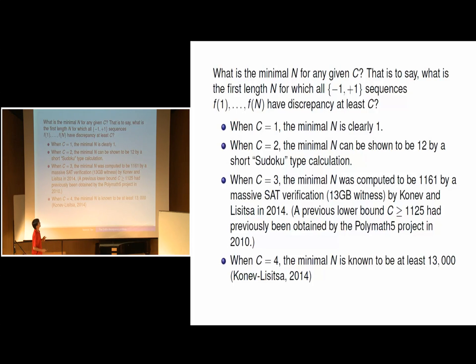They didn't just check all 2 to the 1161 cases there. Rather than a Sudoku calculation, they had to do a big SAT calculation. They used a state-of-the-art customized SAT solver, and they actually did it, and they provided a verification file, which turns out to be 13 gigabytes, roughly the size of Wikipedia. There were some media articles about this. This was claimed to be the world's largest proof.